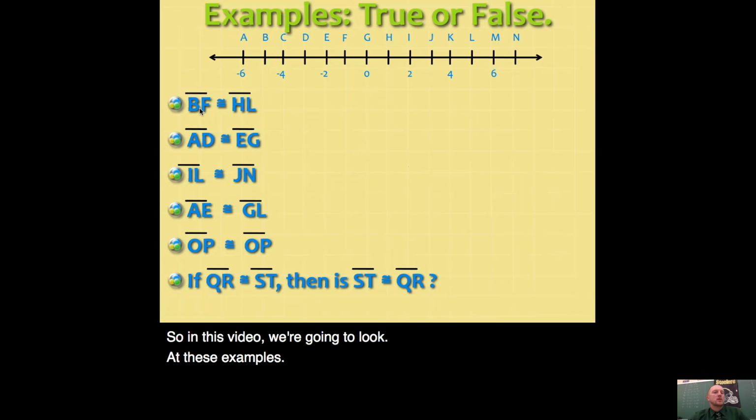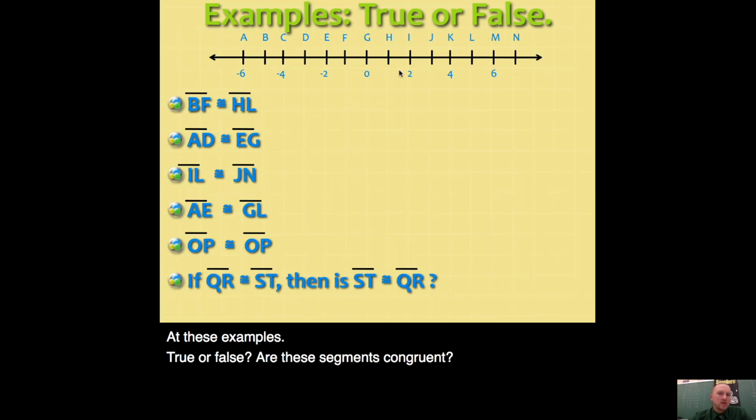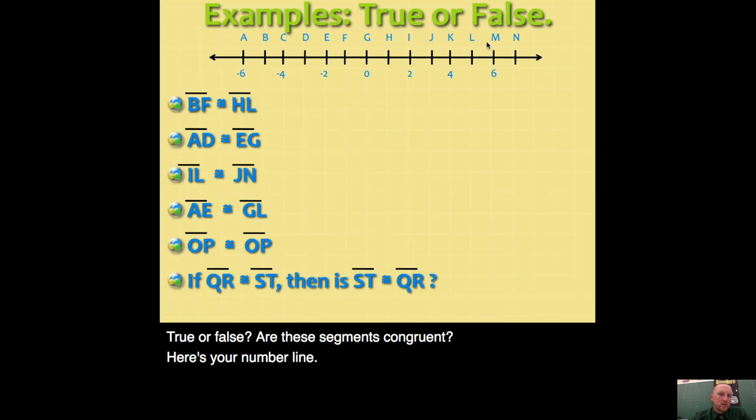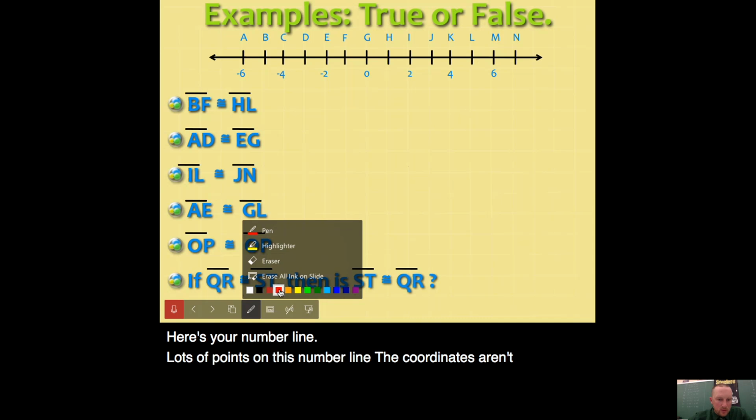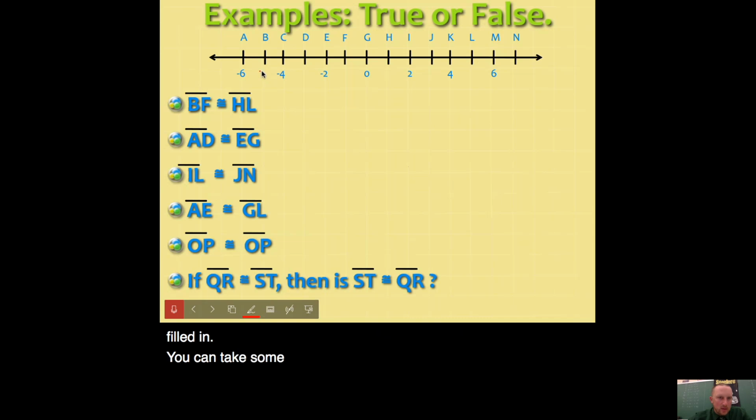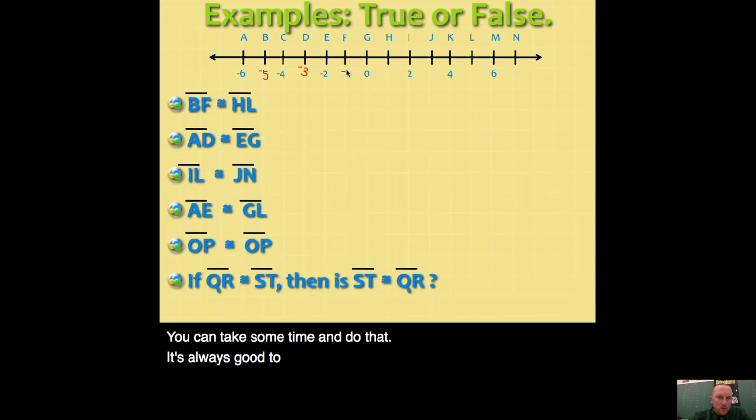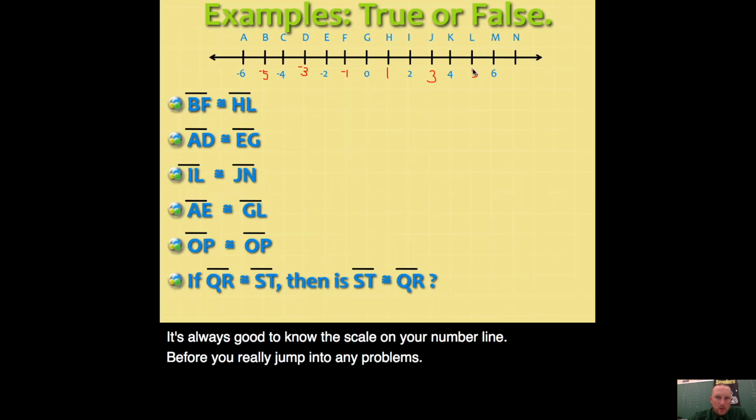True or false? Are these segments congruent? Here's your number line. Lots of points on this number line. The coordinates aren't necessarily filled in. You can take some time and do that. It's always good to know the scale on your number line before you really jump into any problems.